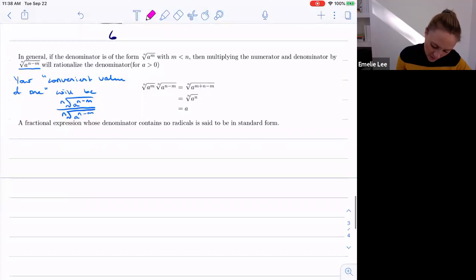So we'll go through and do an example, but a fractional expression whose denominator contains no radicals is said to be in standard form. So you can call it rationalizing, you can call it standard form, but we just want to have no roots.